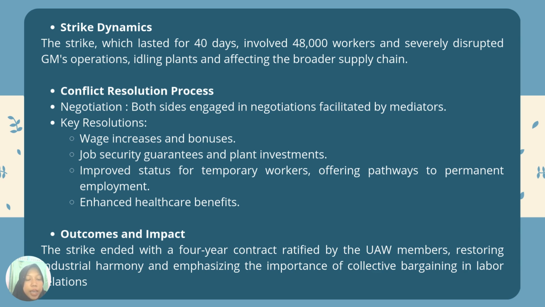So, in the end, the outcomes and impact of this conflict resolution: the strike ended with a 4-year contract ratified by the UAW members, restoring industrial harmony and emphasizing the importance of collective bargaining in resolving labor relations. It highlights the importance of addressing workers' concerns transparently and proactively. The strike also emphasized the critical role that mediators and structured negotiation processes play in reaching fair outcomes for both parties.